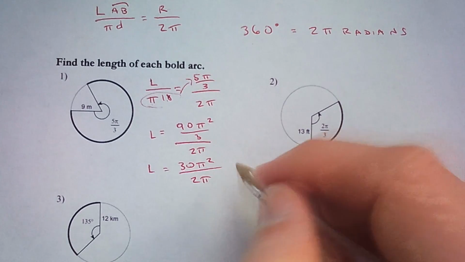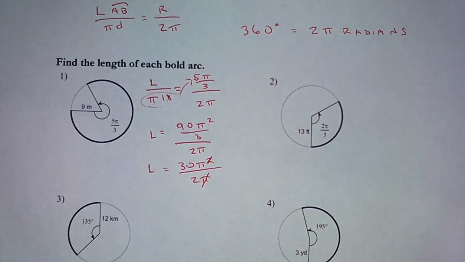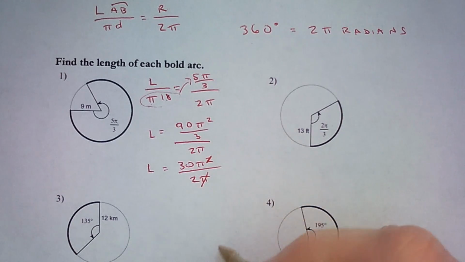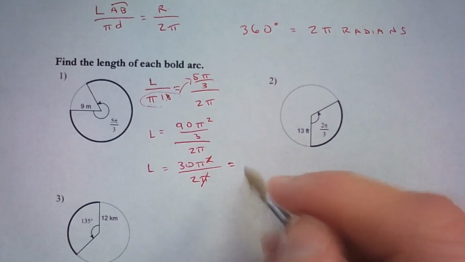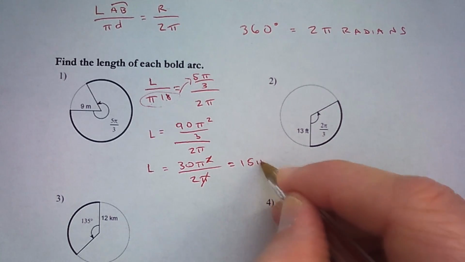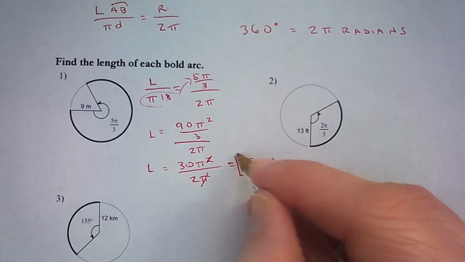Now I can cancel some pi's. So pi and one of these pi's cancel. So I've got 30 pi over 2, and that is going to simplify. 30 over 2 is 15. So 15 pi meters is the length of the arc.